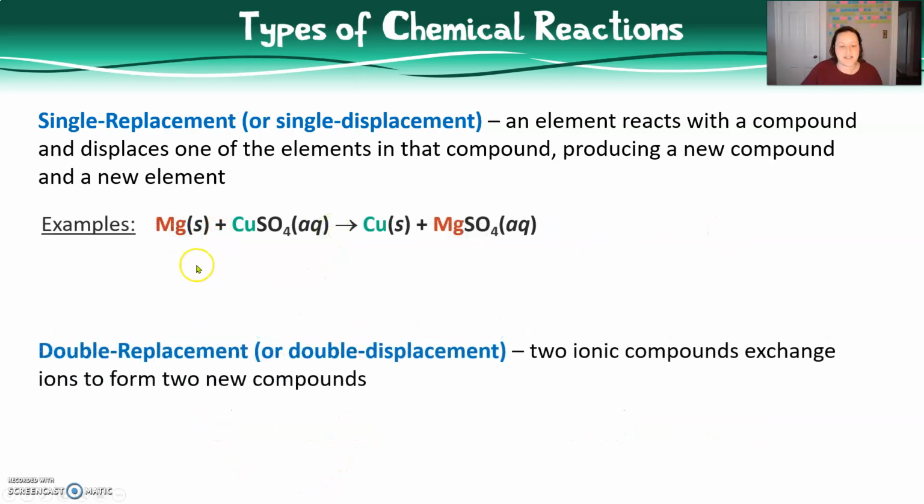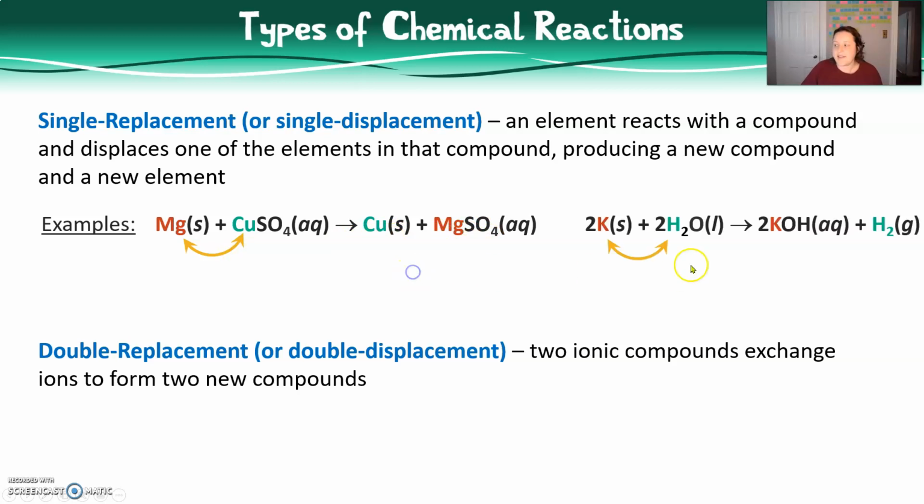In this first example of a single replacement reaction, magnesium metal is replacing the copper ions in the copper sulfate ionic compound, and this forms a new magnesium sulfate compound and copper metal. In the second example, the displacement is a little harder to see because potassium solid is displacing a hydrogen in water to form potassium hydroxide and hydrogen gas.